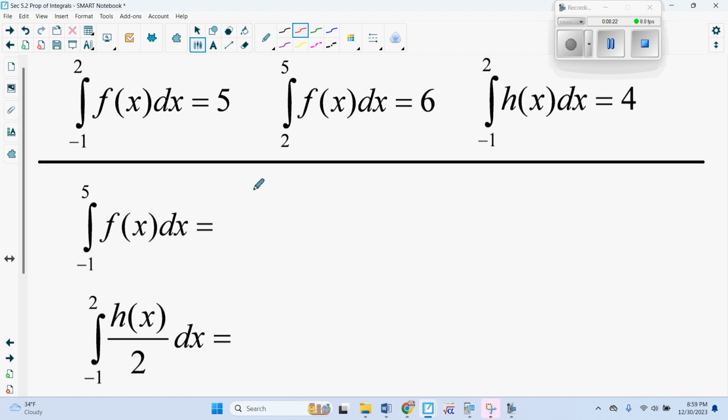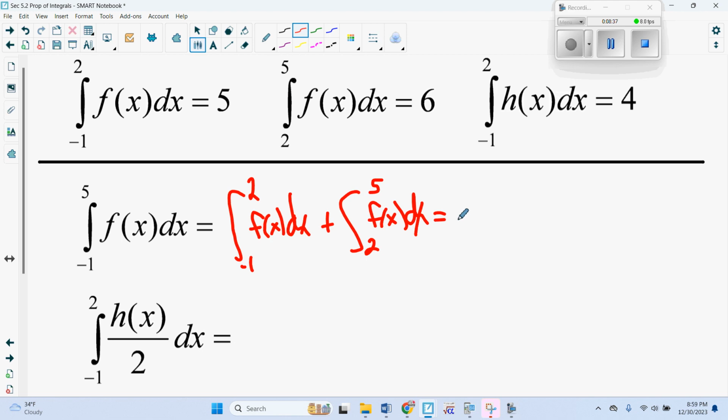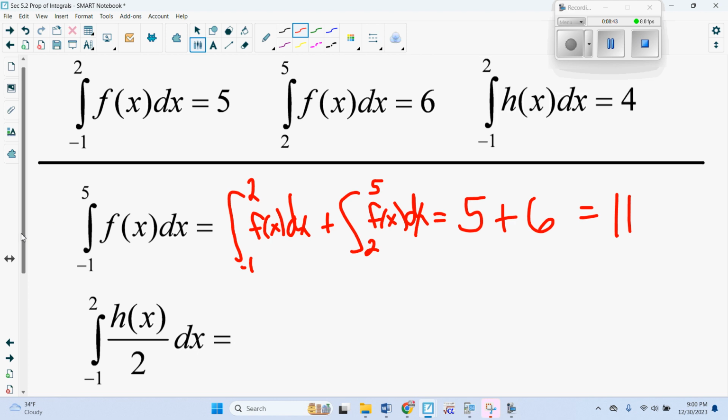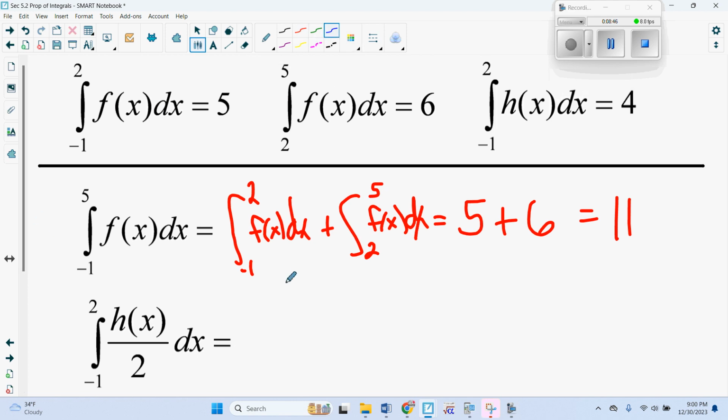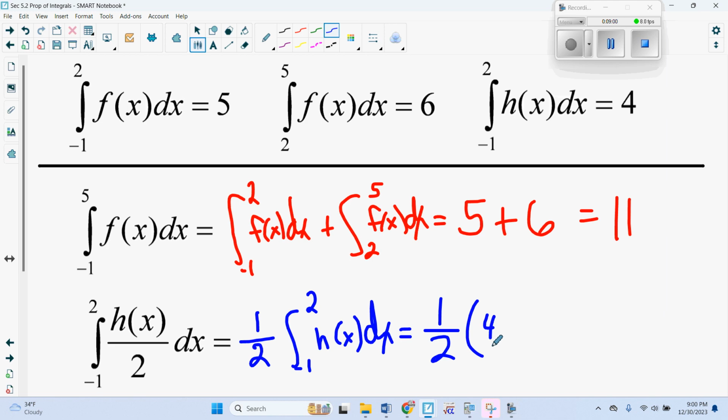We don't have the one from -1 to 5, but I can rewrite this as -1 to 2 of f of x dx plus the integral from 2 to 5 of f of x dx, which is just going to give me 5 plus 6, which is 11. If I have the integral of -1 to 2 of h of x over 2 dx, that over 2 is 1/2. I can just pull it out in front. Now my integral from -1 to 2 of h is just 4. So I can get 2.